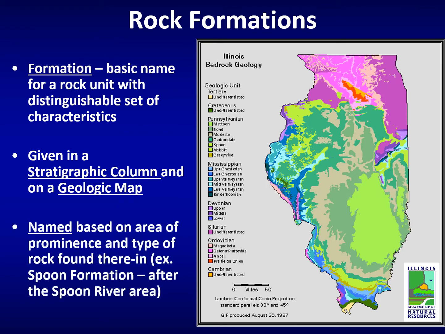Rock formations are also named based on the area of prominence and the type of rocks found there. For example, the area around the Spoon River in Illinois, that formation is called the Spoon Formation after the Spoon River. So formations are groups of rocks. They are shown in relative age to one another in a stratigraphic column on a geologic map, and geologic maps show us those rock formations. The names of the formations are based on the types of rocks, or the types of features, or the area that they are found in.